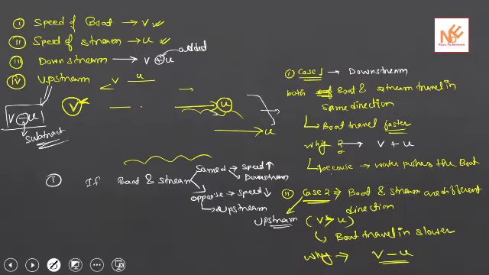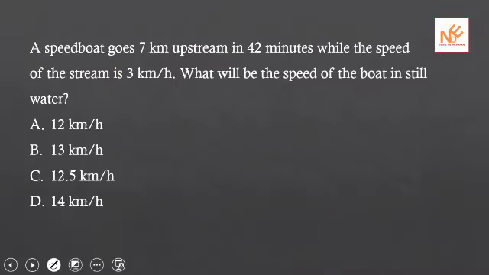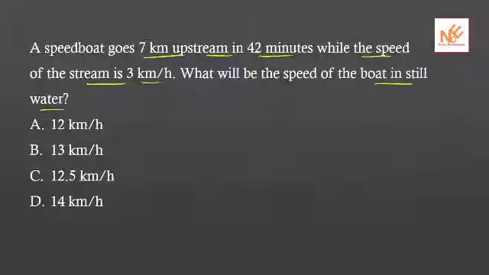Okay, now consider this question. A speedboat goes 7 kilometer upstream in 42 minutes while the speed of the stream is 3 kilometer per hour. What will be the speed of the boat in still water? Let us consider the upstream speed: 7 kilometer in 42 minutes. Here the units are different, kilometer and minute, and the answer is given in hour.